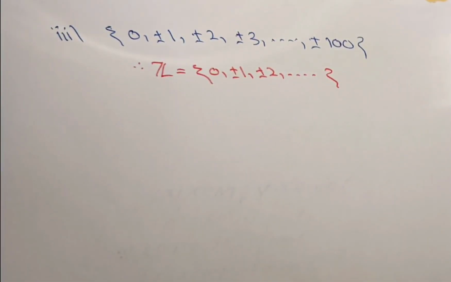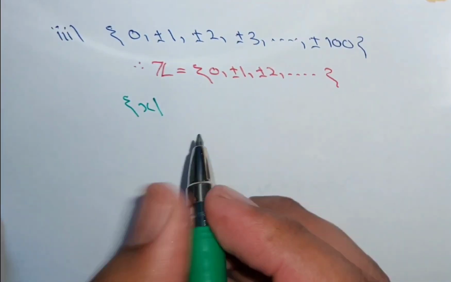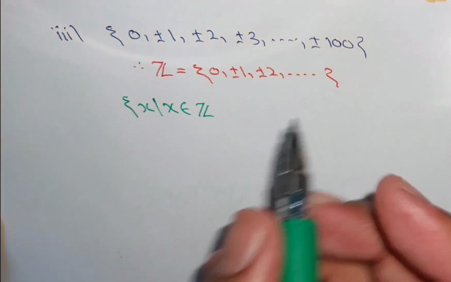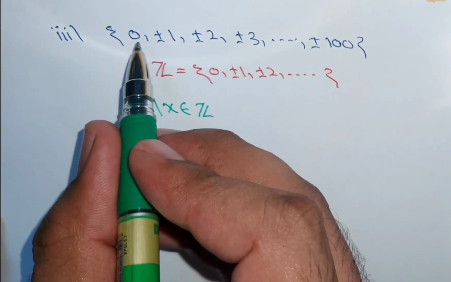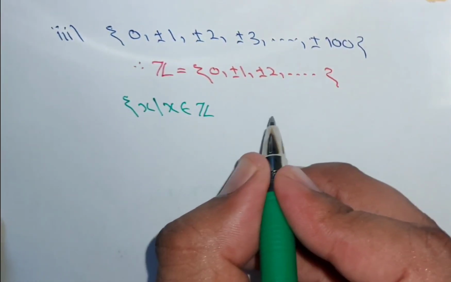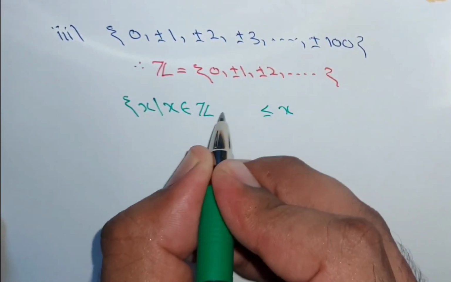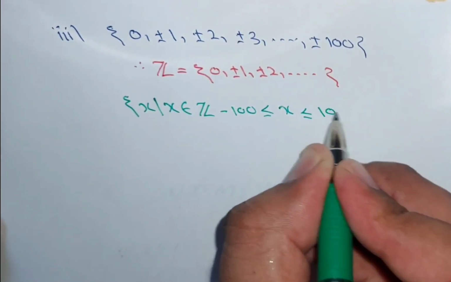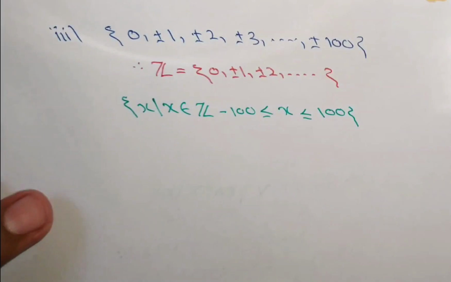So to write this set in set builder form, we need to take an element x such that x belongs to the set of integers. The limits are from minus 100 to plus 100. So x is greater than or equal to minus 100, and less than or equal to plus 100. So this is the set builder form of the above set.